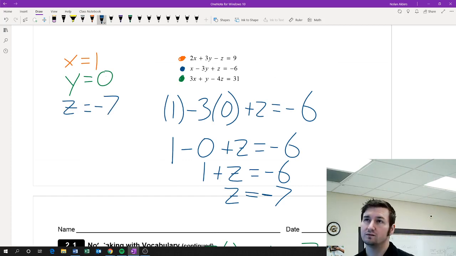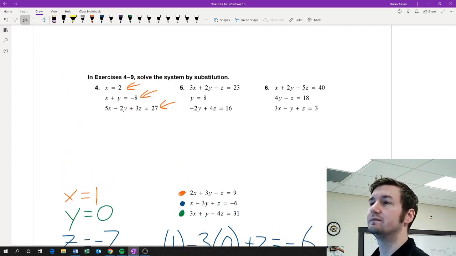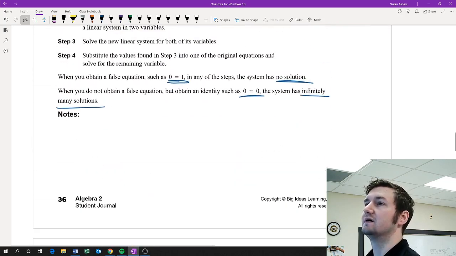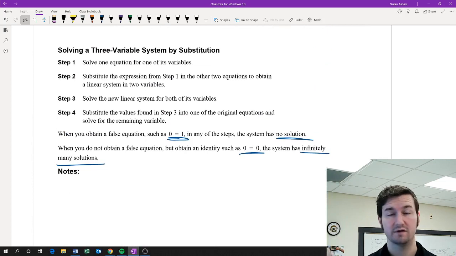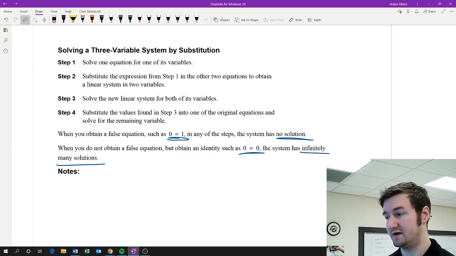So remember what your rules are, guys. Way up here, your steps. Solve one of the equations for one of its unknowns, and then take that and substitute it into the other two, solve those two equations, and see if you can get solutions, and then take the two solutions you get, substitute them into one of the original equations to solve for the third variable.